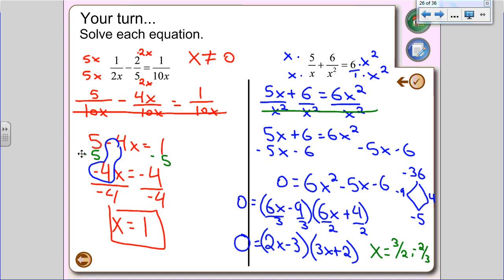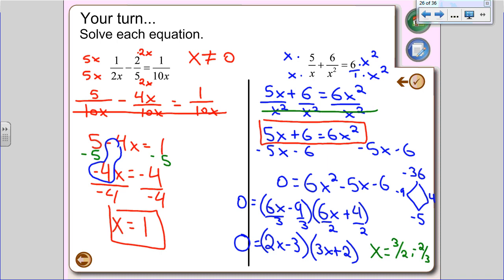Alright, next one. We had to get a common denominator. There was only x's on the bottom. All the numbers are fine. So the first one had to get to x squared, so I multiplied by x. The third one had to get to x squared, so I multiplied by x squared to get to x squared. I then crossed out all my bottoms, and I got this thing: 5x plus 6 equals 6x. That's a quadratic. I can tell because there's an x squared term. So I had to write it in general form.